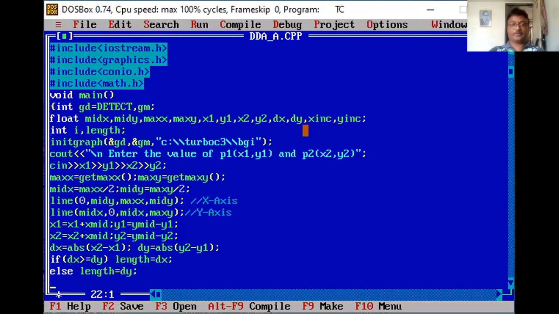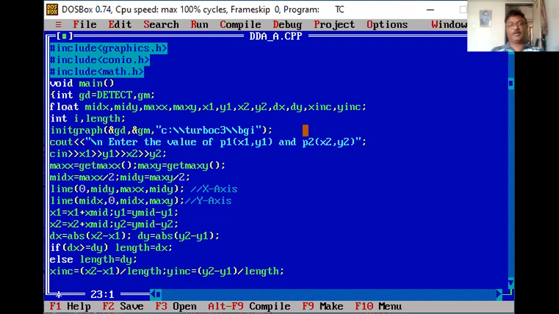Now what can you calculate? The x increment and y increment. So how can we calculate the x increment and y increment? The x increment is x2 minus x1 divided by length, correct? Now the y increment is y2 minus y1 divided by length. So this is my x increment and y increment that I am going to put in as the incremented value.